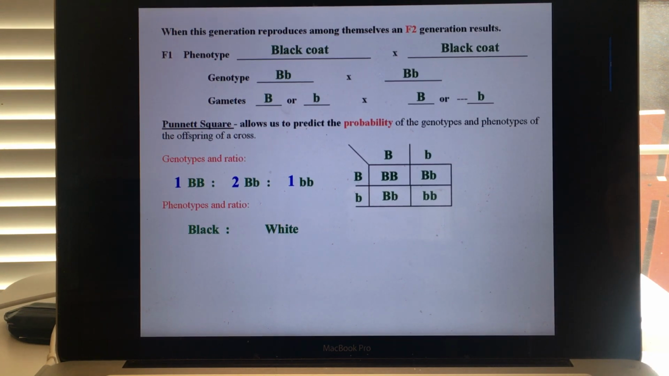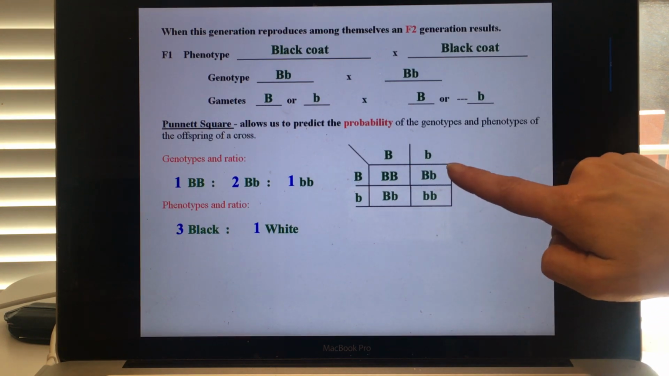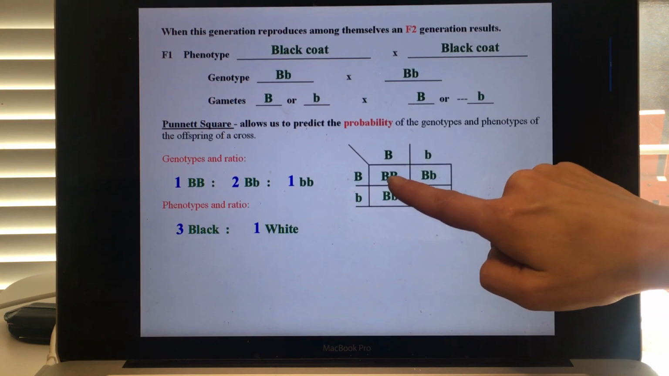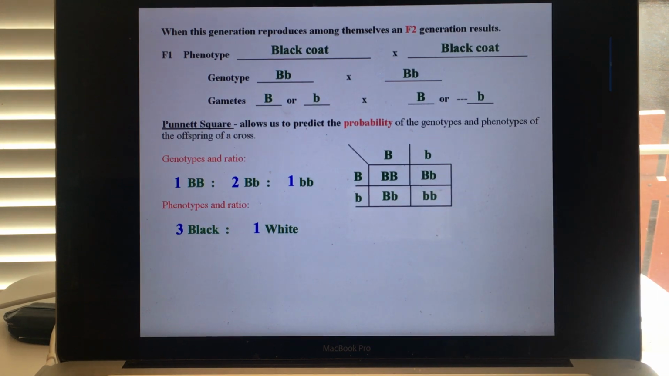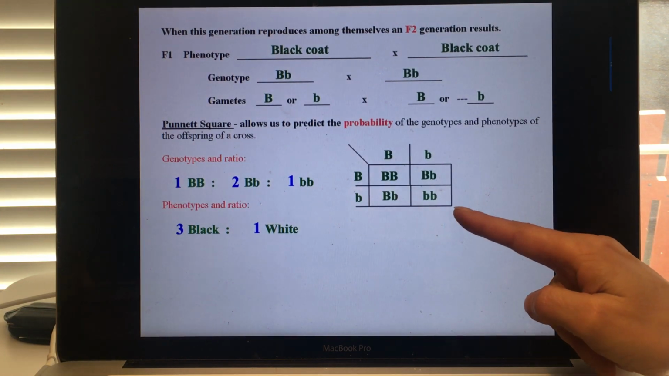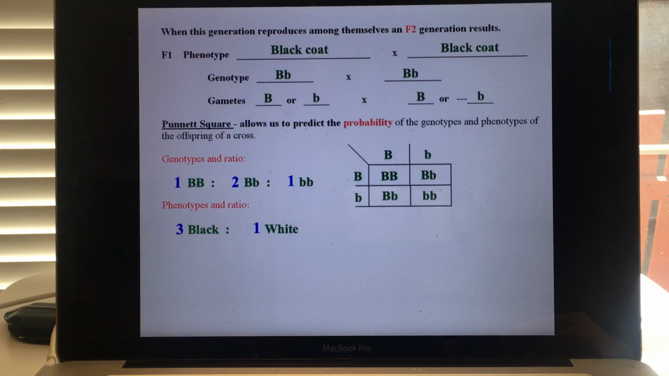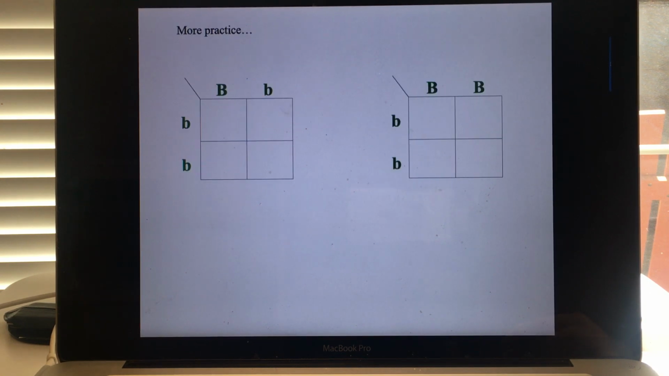And all of our guinea pigs would either be black or white. The ratio here, though, instead of being 1 to 2 to 1, would be 3 to 1, because there are two ways to get a black coat. You could be homozygous dominant or heterozygous. You never know by looking at a black-coated guinea pig, unless you know what its parents or offspring look like, whether it was homozygous dominant for that coat color or heterozygous. The white guinea pigs are always homozygous recessive.